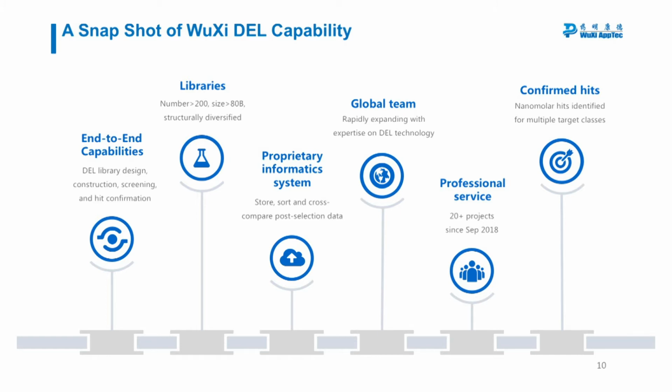We have built a library collection of more than 200 libraries, and the total diversity is exceeding 80 billion, and they're all structurally diversified. And we have our own proprietary informatics system. And also we have started offering services. We have more than 20 projects since September last year, and within these projects, we have successfully identified nanomolar hits in different target classes.